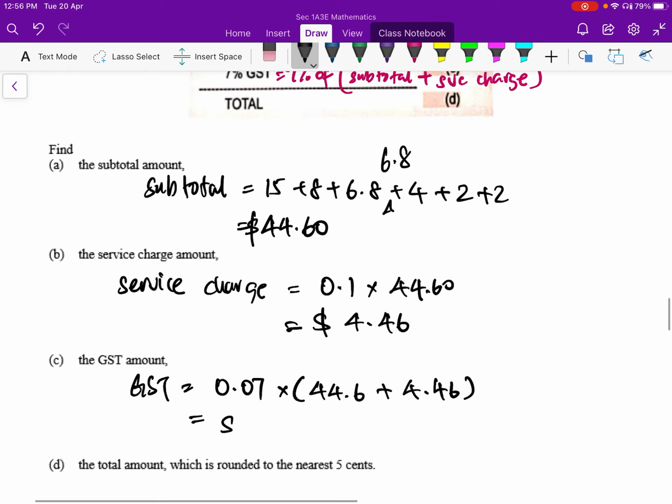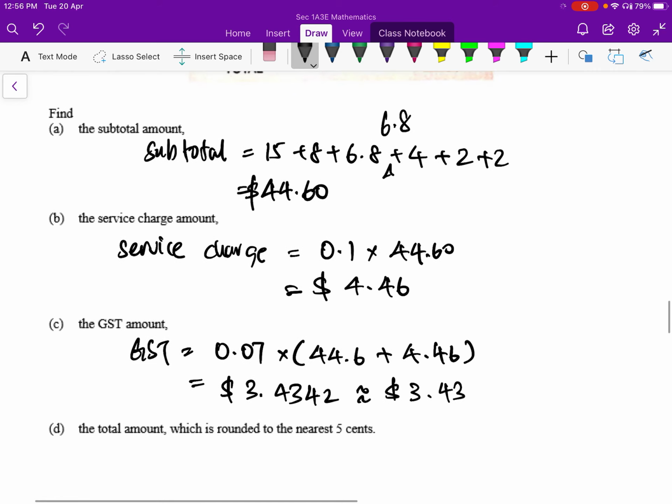So we have 3.4342. But we cannot have so many decimal places since we are dealing in money. Therefore, we put it to 2 decimal places: 3.43 when they want a GST amount. Any questions so far? Pretty straightforward, huh? Final one, total amount rounded to the nearest 5 cents.